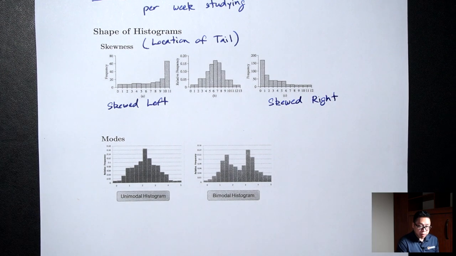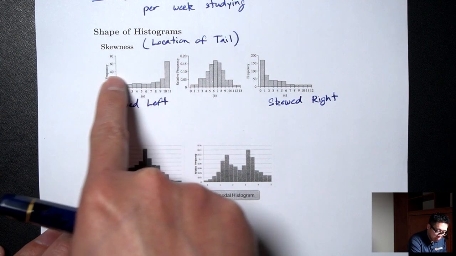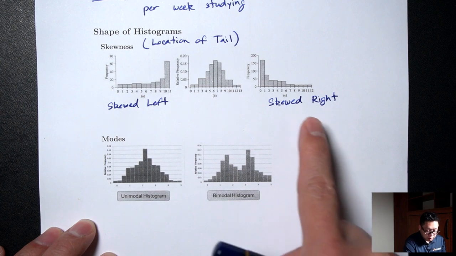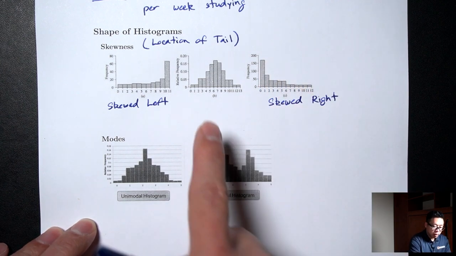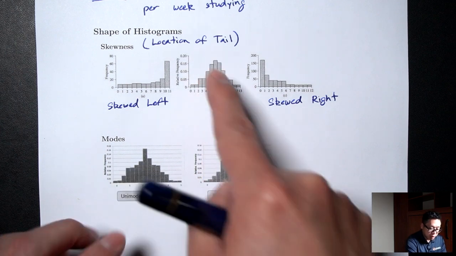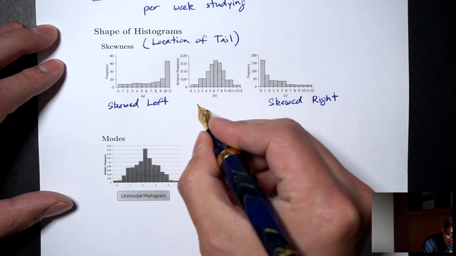Okay, location of the tail is the direction of the skew. First picture, the tail's on the left side, skewed left. Picture on the right, tail's on the right side, skewed right. Picture in the middle, we have a peak in the middle and two tails that are equally on both sides. This is called symmetric.